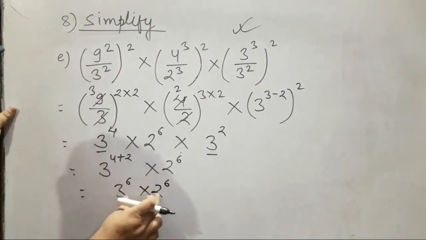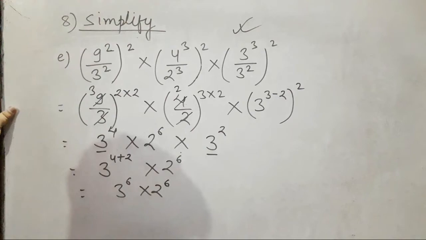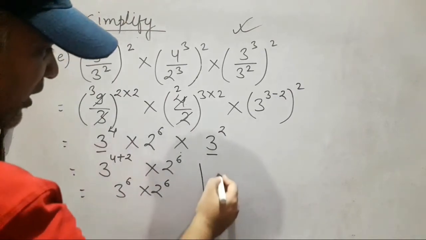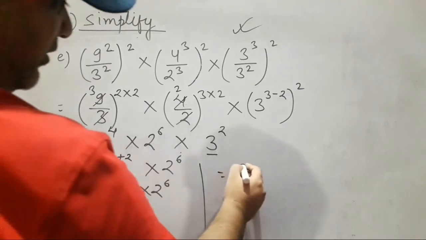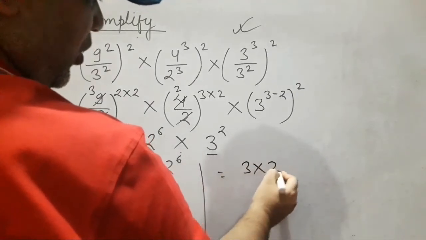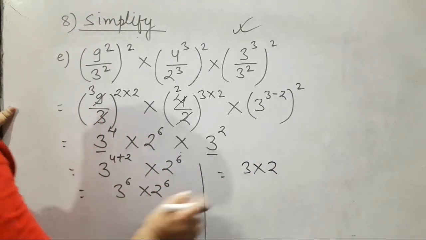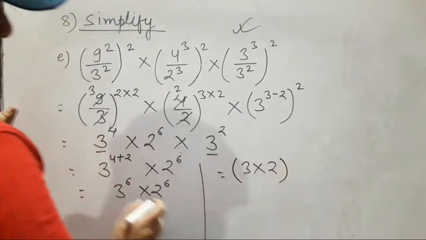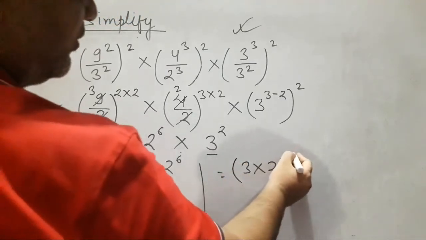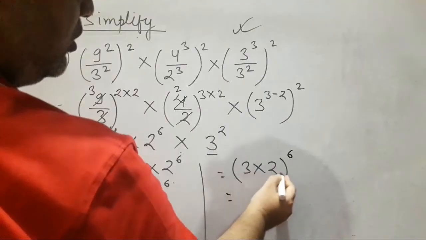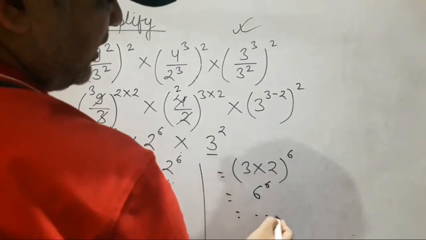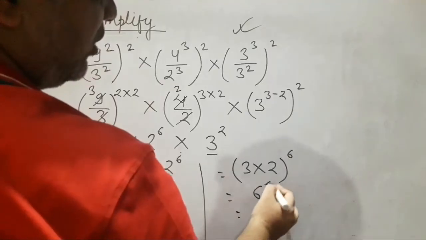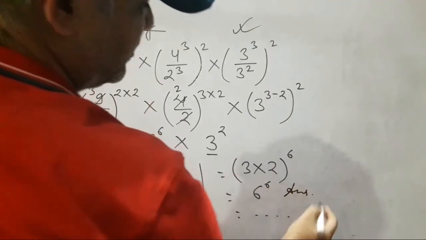Now these two bases have got the same powers, so we can take this power common. We can write this 3 and 2 in the same bracket, taking the powers common. So (3 into 2) is 6, 6 power 6. Okay, if you like, you can simplify, or you can simply write down 6 power 6 as the answer.